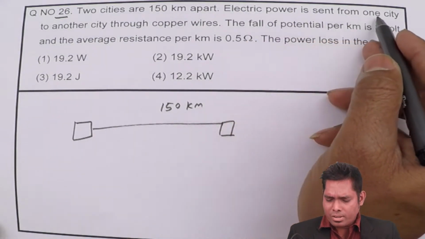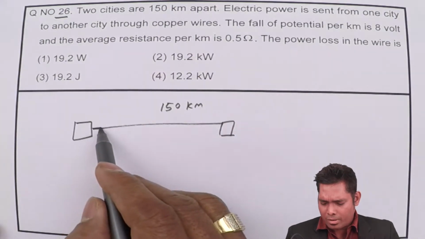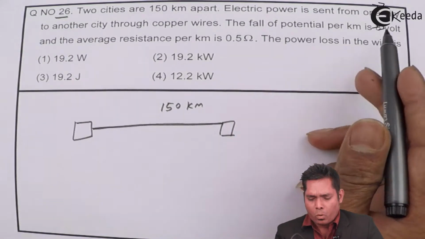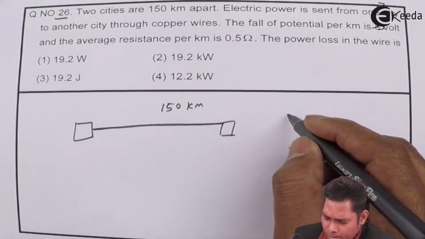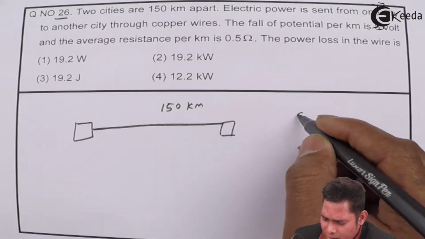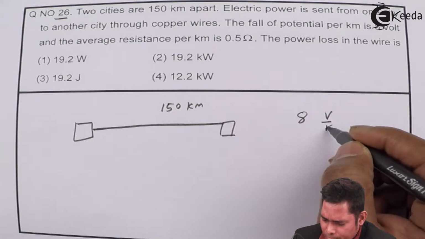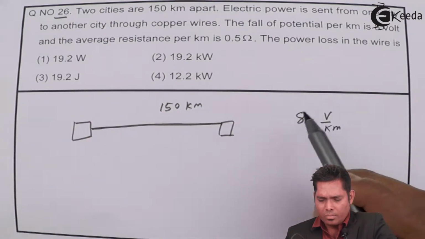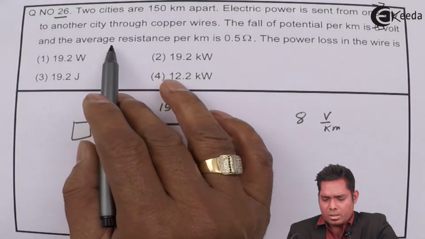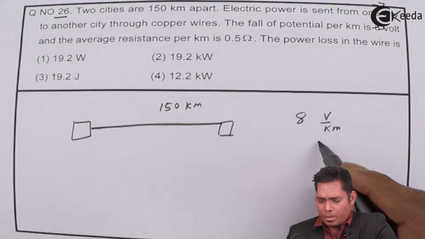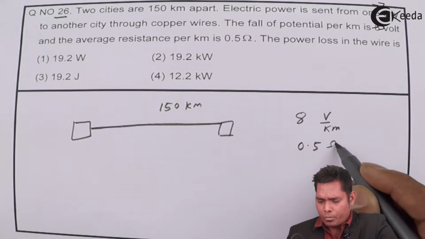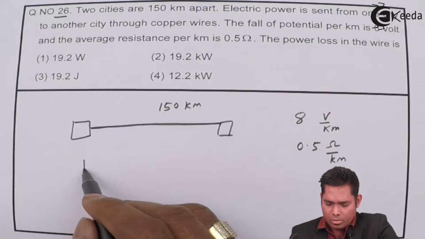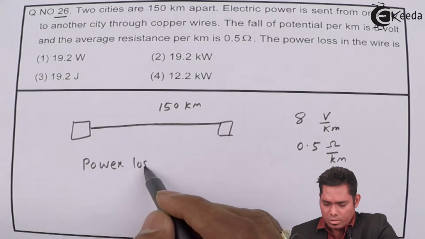Electric power is sent from one city to another city through copper wire. Suppose this is a wire through which the electric current is sent. The fall of potential per kilometer is 8 volt. So the potential drop over distance is 8 volt per kilometer. This is the potential gradient. The average resistance per kilometer is 0.5 ohm per kilometer. The power loss in the wire is how much?